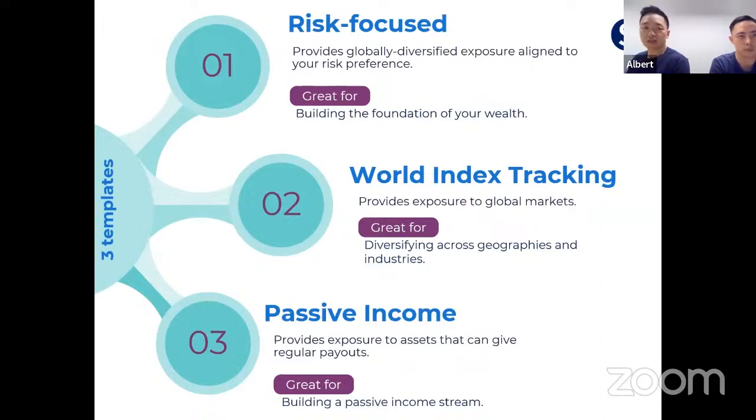Whereas the second one is what we call world index tracking, and that's where it gives you exposure to global markets. So if you want a global portfolio that tracks how global indices do, this is the portfolio for you. And it's very diversified across different geographies and different industries out there. The third one is passive income. This is something interesting whereby if you want exposure to assets that pay out income from time to time, then this is where you can invest in the passive income portfolio.